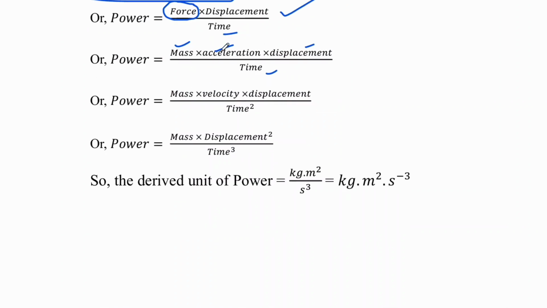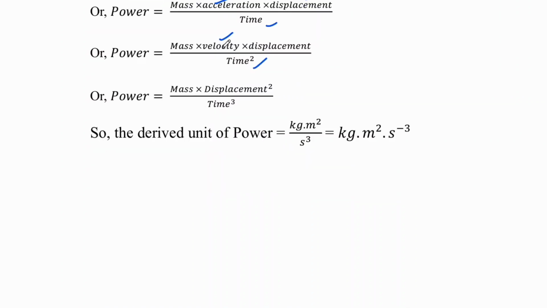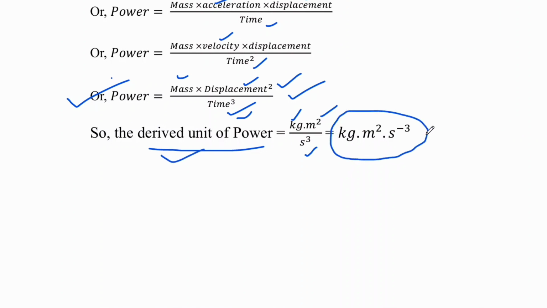And then further acceleration can be written as velocity by time, so we are getting time square here, and velocity can be written as displacement by time, so we are getting displacement square, and time cube here, because there is a time from the definition of velocity. So ultimately we are getting power in terms of fundamental physical quantity like this, and the derived unit of power can be written as kg for the mass, meter square for the displacement square, and second cube for the time cube. And finally we are getting the derived unit of power as kg meter square second to the power minus 3.